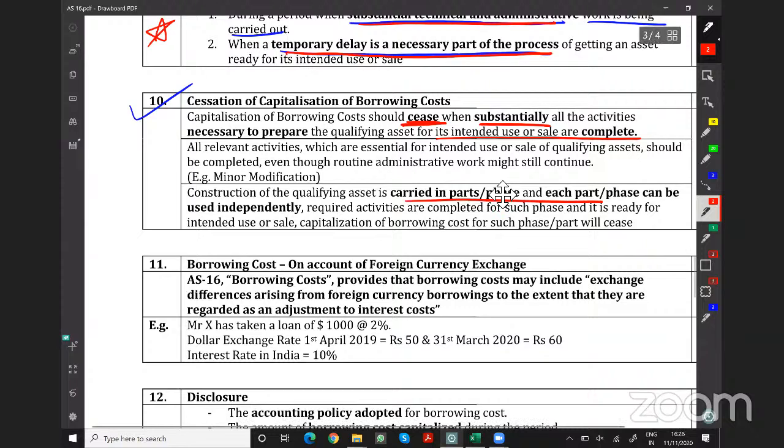Carrying out in parts or phases, each part or phase can be termed as an independent unit, and for each part there should be a start date and there should be an end date.